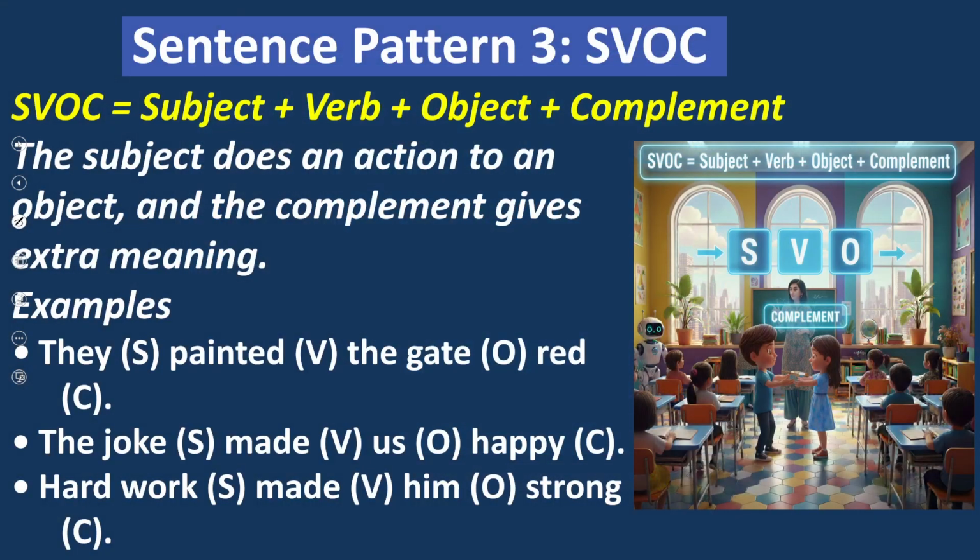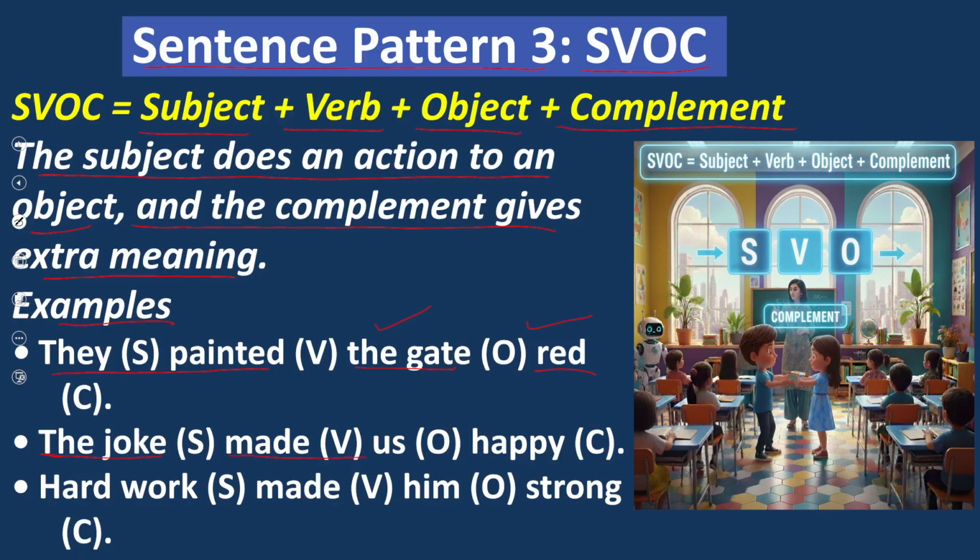Yes, this is sentence pattern number 3, SVOC. Here, subject, verb, object, and complement. Yes, the subject does an action to an object, and the complement gives extra meaning and completes the sense of the sentence. Now, look at the examples. They painted the gate red. Here, what did they paint? The gate. And with what color? Red. So, this is the complement.